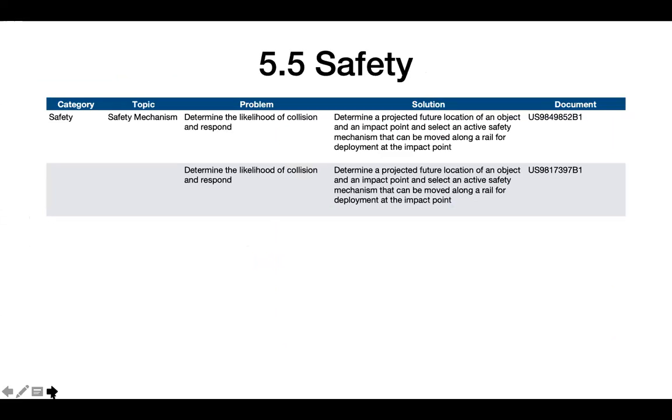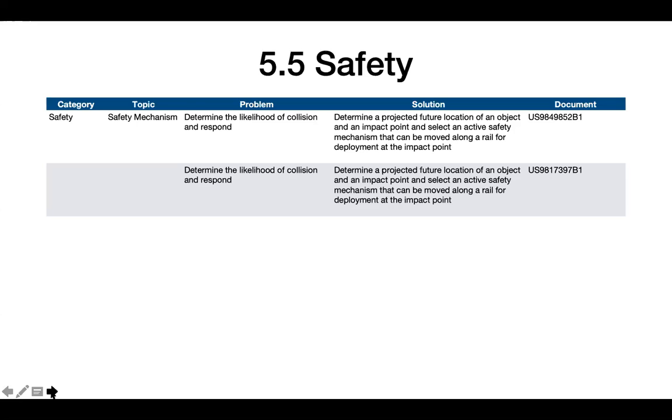Safety mechanism. How do I determine the likelihood of collision and respond? Determine a projected future location of an object and an impact point, and select an active safety mechanism that can be moved along a rail for deployment at an impact point. So they have this movable airbag that, based upon where the impact is likely to occur, has at least a portion of it that will slide over to the predetermined area to minimize damage to the internals of the car, to the passengers of the car.